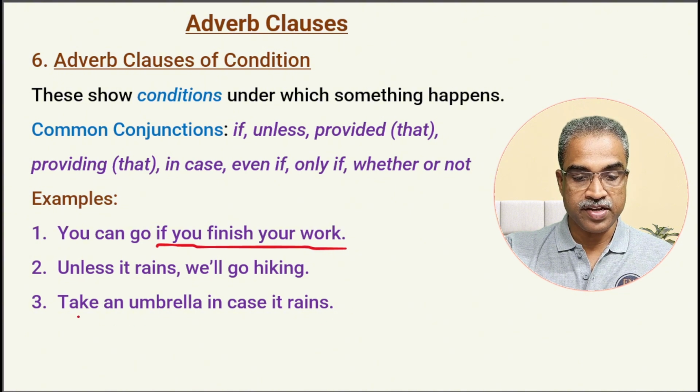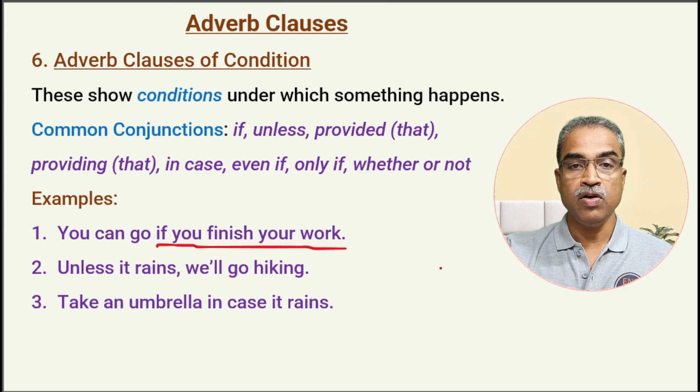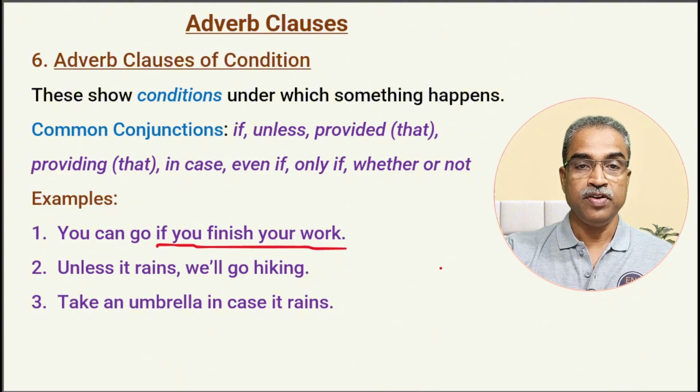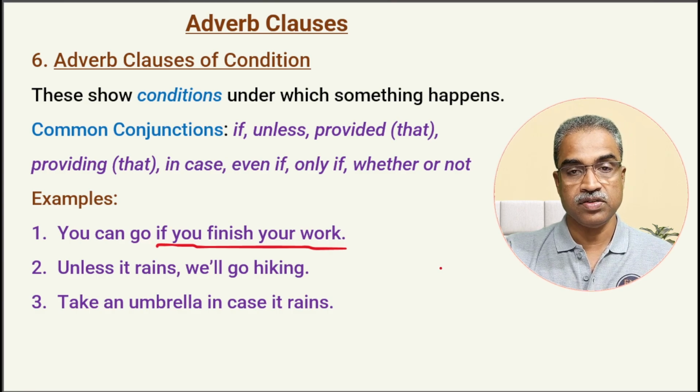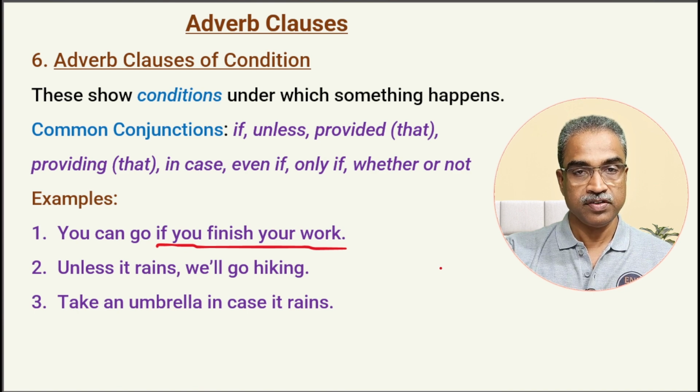Next one: unless it rains, we will go hiking. We will go hiking on one condition. What is that condition? If it does not rain. Unless is equal to if not. So if it does not rain is equal to unless it rains. Simple. So unless it rains, we will go hiking, means if it doesn't rain, we will go hiking. So rain is the condition. If it rains, no hiking. If it doesn't rain, there is hiking.